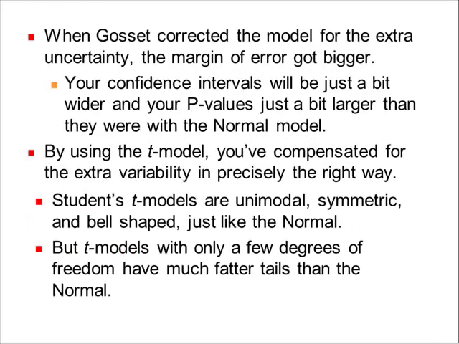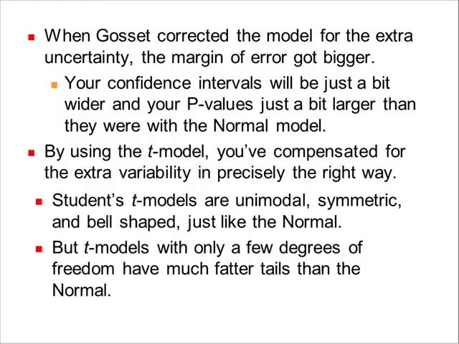So when Gossett corrected the model for extra uncertainty, the margin of error got bigger. So your confidence intervals are going to be just a little bit wider, and your p-values are going to be just a little bit larger than they were using the normal model. By using the t model, you've compensated for the extra variability in precisely the right way.